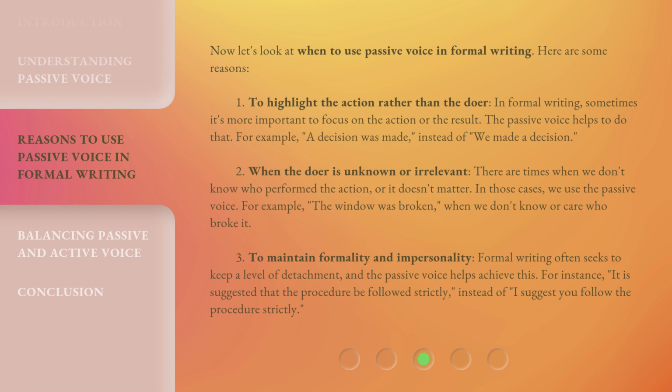2. When the doer is unknown or irrelevant. There are times when we don't know who performed the action, or it doesn't matter. In those cases, we use the passive voice. For example, "The window was broken," when we don't know or care who broke it.